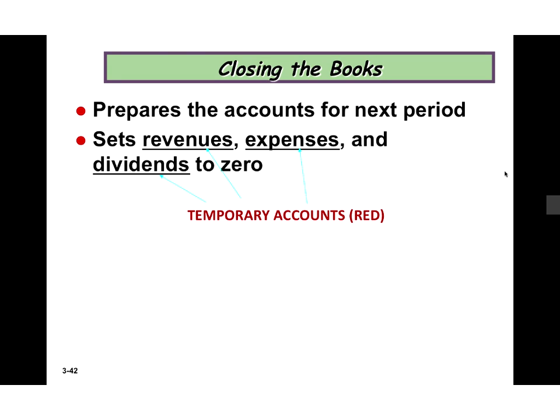When we close the books, we prepare the accounts for the next period. What we're doing is setting the revenues, expenses, and dividends to 0. Revenues, expenses, and dividends. An acronym to remember those is RED: revenues, expenses, dividends. Those are called temporary accounts.